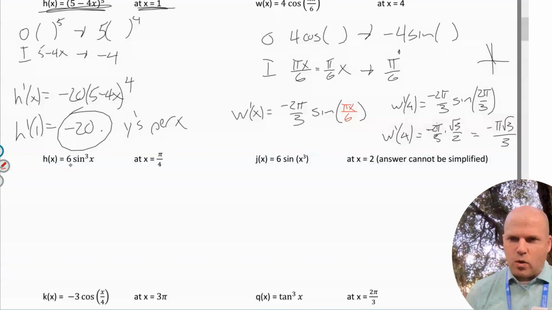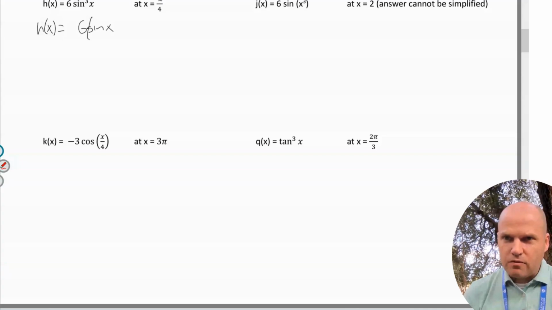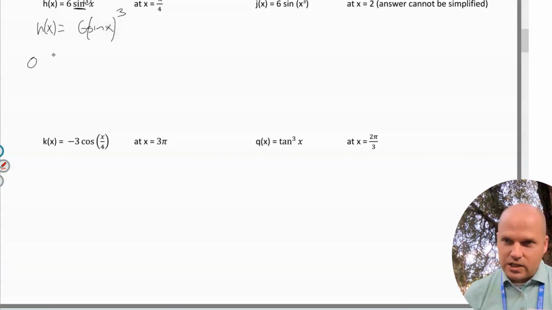Okay. Very good question here. Sine cubed of x. I don't see the parentheses. Do they exist? Is this something that I need to use the power rule for? No. This can be written as 6 parentheses sine x cubed. We would not put the 6 inside. The cube is only cubing sine, so you don't put the 6 inside the parentheses. Instead, the 6 is part of the outside.